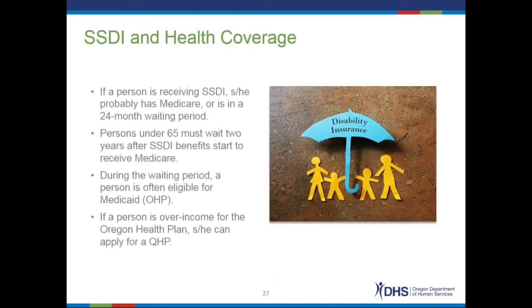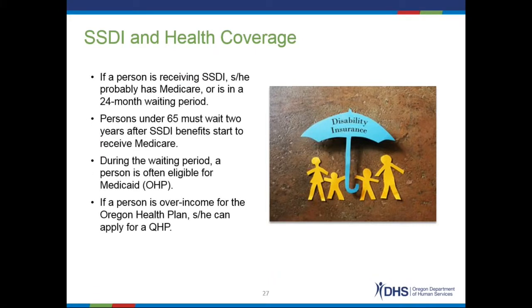Okay, SSDI and health coverage. If a person is receiving SSDI, she or he probably has Medicare or is in a 24-month waiting period. Remember, I said they have to wait 2 years. Persons under 65 must wait 2 years after SSDI benefits start to receive Medicare. During the waiting period, a person is often eligible for Medicaid. In Oregon, that's the Oregon Health Plan. And if a person is over income for OHP, she or he can apply for a qualified health plan through the marketplace.